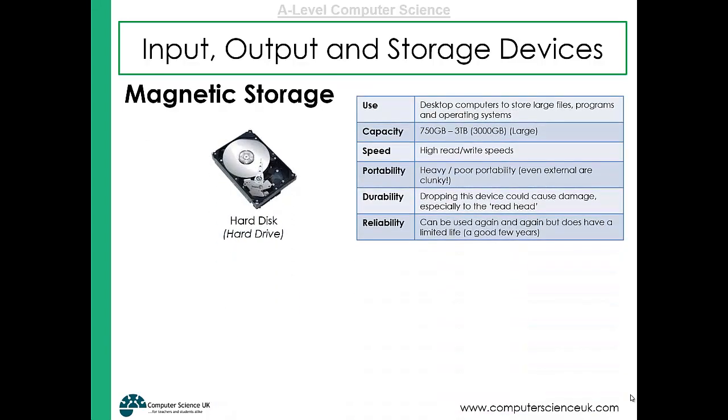Okay, so if we just very quickly have a look at different types of storage device and look at their uses and benefits, positives, negatives. If we start off with the hard drive, used to store large files, programs and operating systems, large capacities, several terabytes, fairly good read and write speeds, not amazing but fairly good.